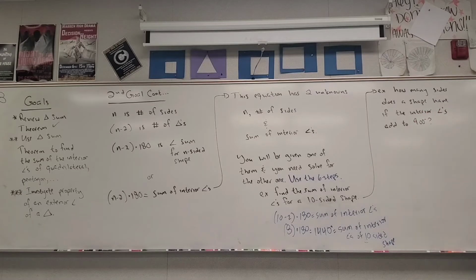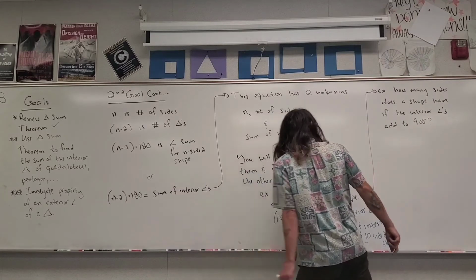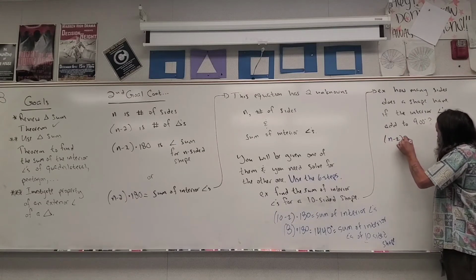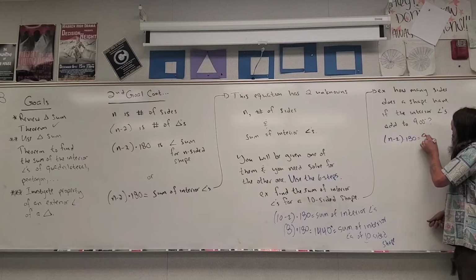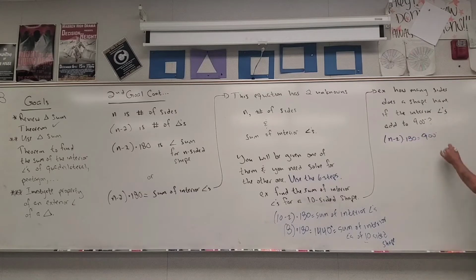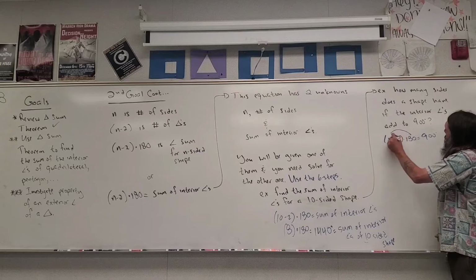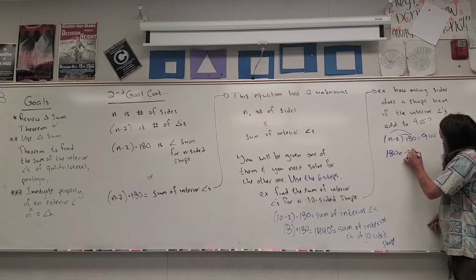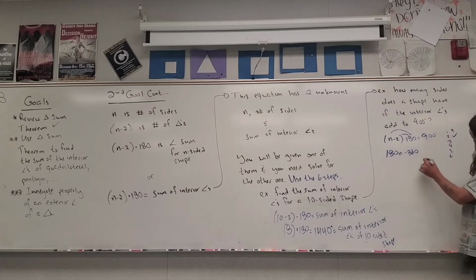How many sides does a shape have if the interior angles add to 900 degrees? I know this. So we have n minus 2 times 180 is equal to 900 degrees. Okay, so our 6 steps. Can I eliminate a fraction? No, but I can distribute. This is going to bother some of you, but you can distribute from the right. So now I get 180n minus 360, and that's equal to 900.